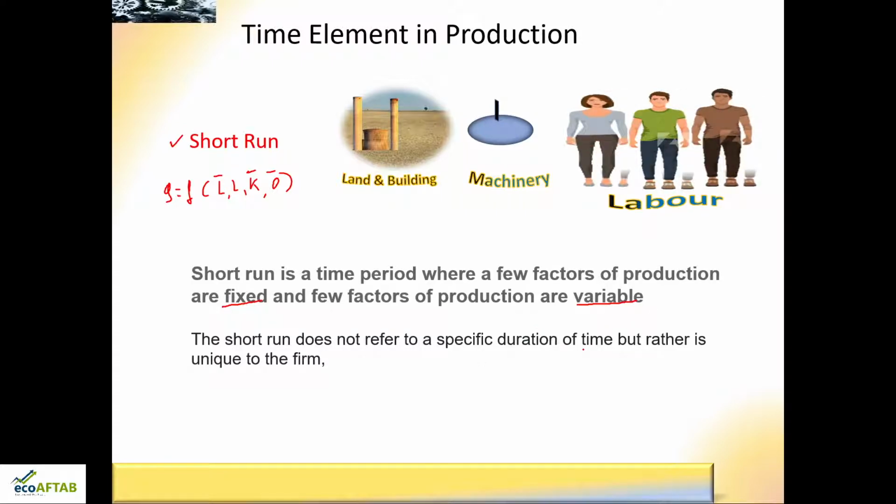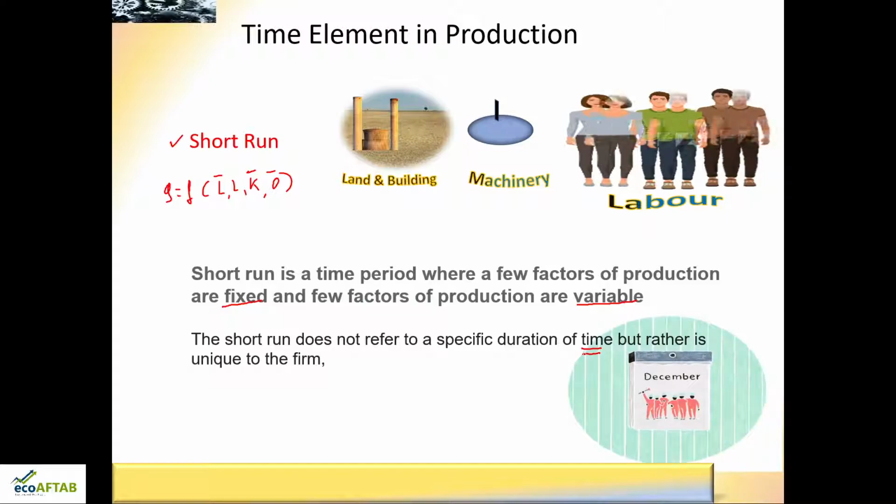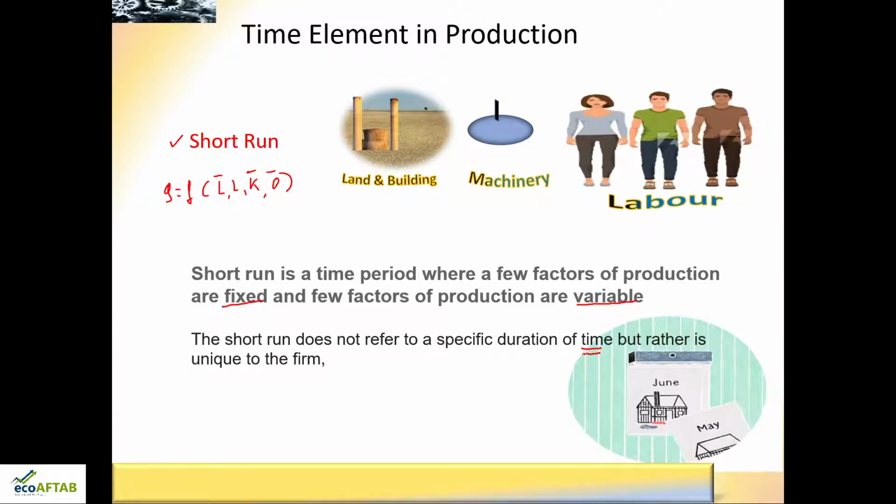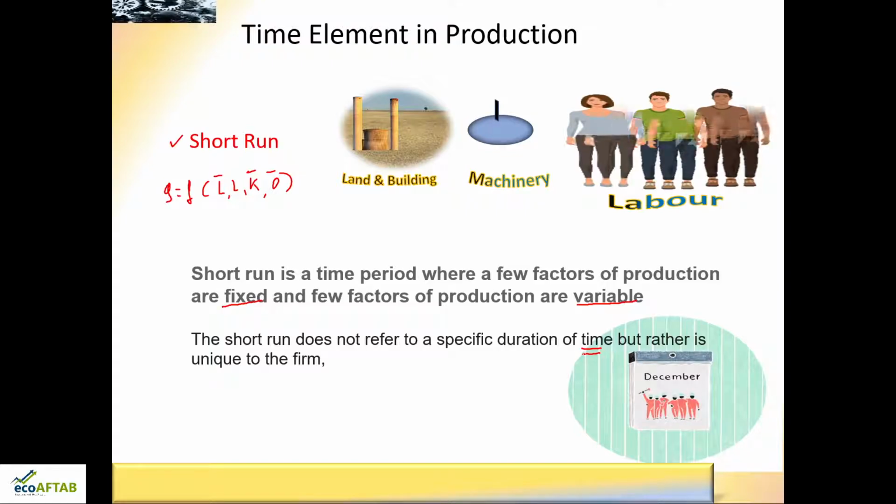When we are talking about time here, we are not speaking about clock and we are not speaking about calendar, 1 month or we can say 1 year, one week, 2 weeks, 4 weeks. This is not what we are speaking about. So in short run, we are not speaking about time duration. We are least bothered about the calendar. What we are bothered about is whether the factors of production are fixed and variable or what. This is the defining factor of short run production function.